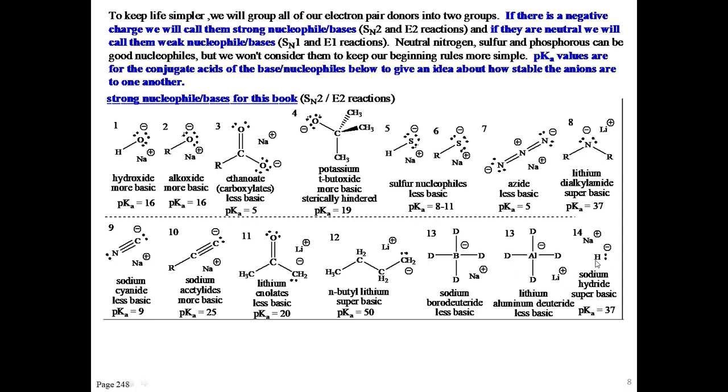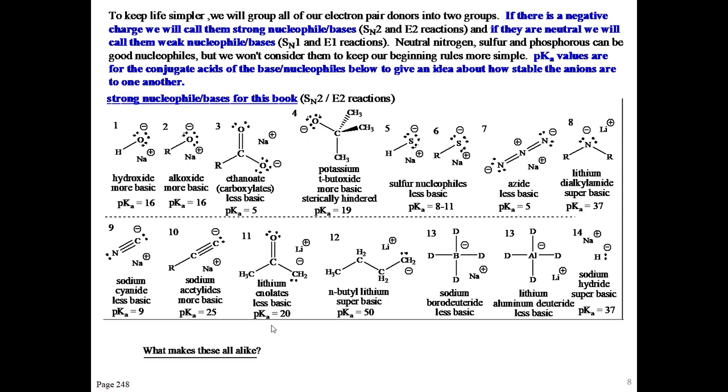And then the last one is another form of hydride, but just simple bare bones hydride. And this is super basic, very reactive. You can see the pKa is 37. So it will always be a base in our course. And in fact, this is how we make the alkoxide over here. We use the sodium hydride to pull off a proton from an alcohol to make this.